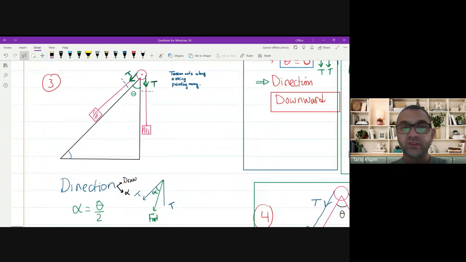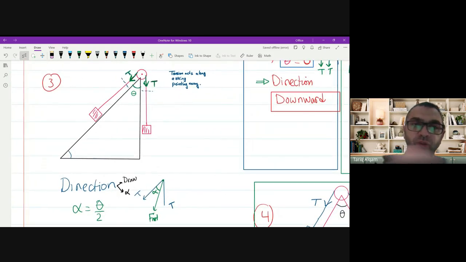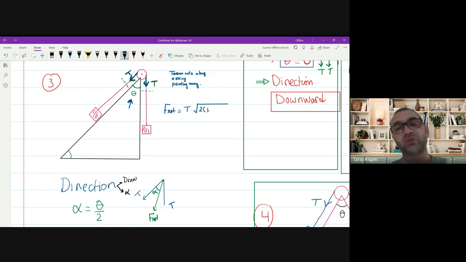Look at the third case. Here, as we mentioned, there will be a tension force on the pulley in this direction and a tension force on the pulley in this direction. The tension always acts along the string, pointing away from the object. So this is theta that I should substitute in this formula, T root 2 times 1 plus cosine theta. Here theta depends on this inclined plane.